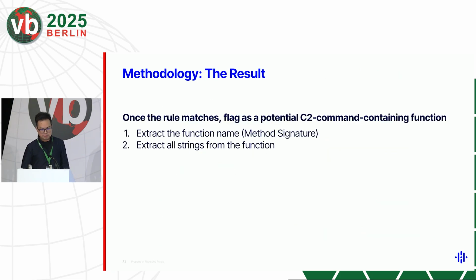Finally, when a function matches a specific rule, the tool outputs the function name, which in Java is called the method signature. And then we extract all the strings within that function. This process is entirely static, which makes it faster than the dynamic approach.